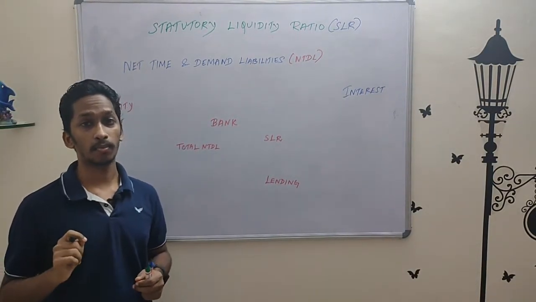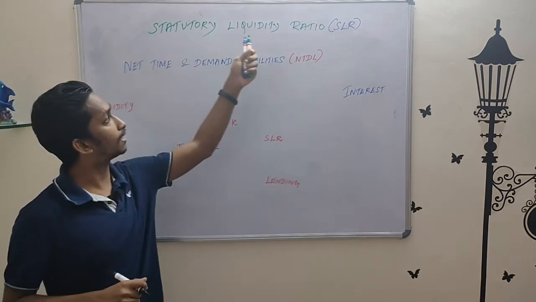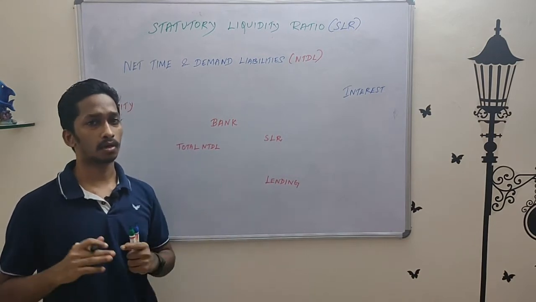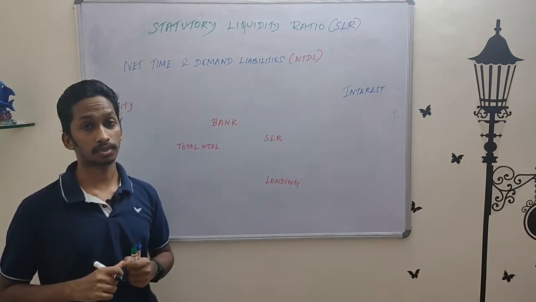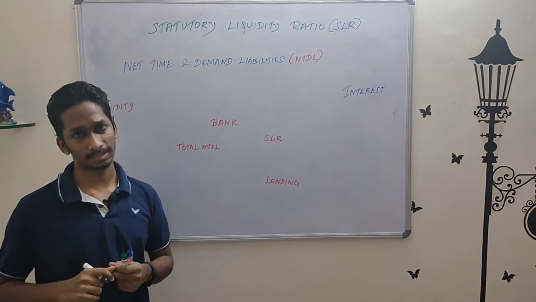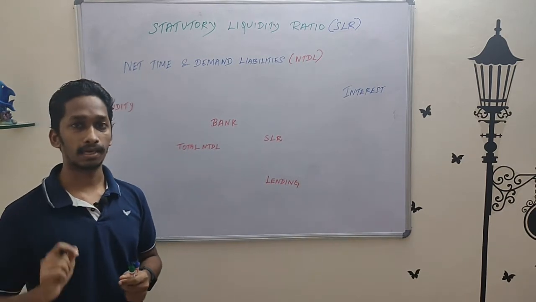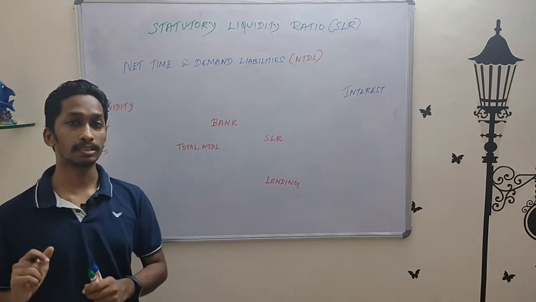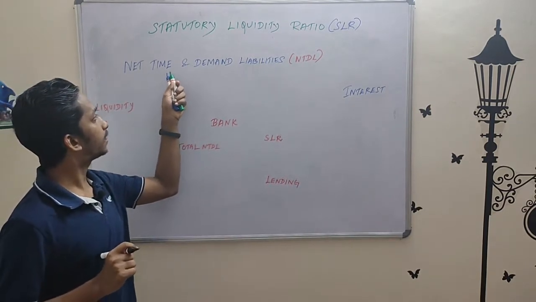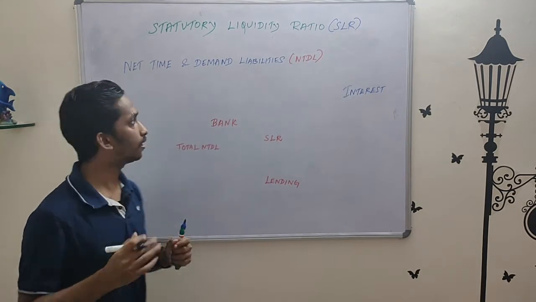So today we are going to be learning yet another monetary policy tool, which is Statutory Liquidity Ratio (SLR). This is sort of similar to cash reserve ratio, which we learned in the last video, but also has a bit of dissimilarities. Similar to cash reserve ratio, SLR is based on a percentage of the bank's NTDL, which is net time and demand liabilities. Let's recollect. What is NTDL?